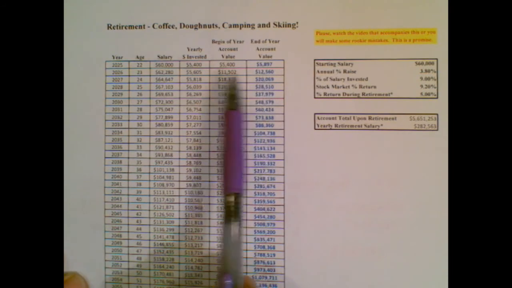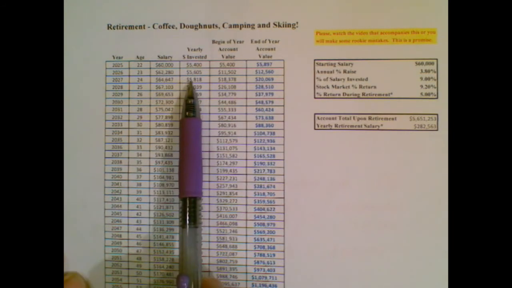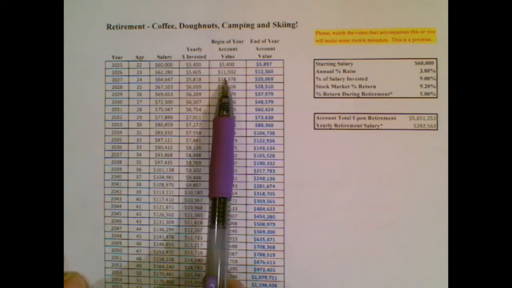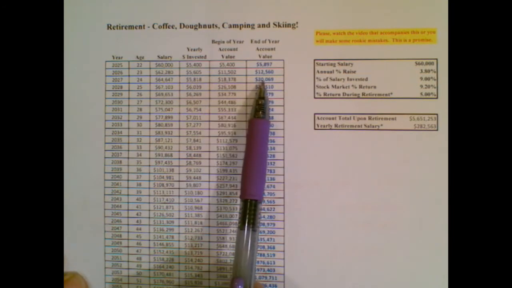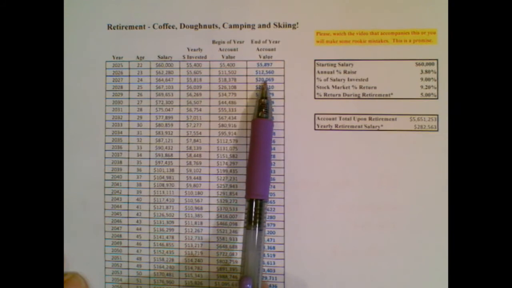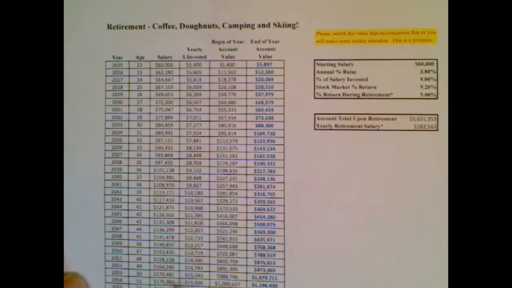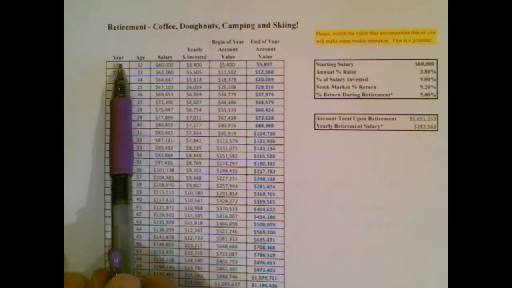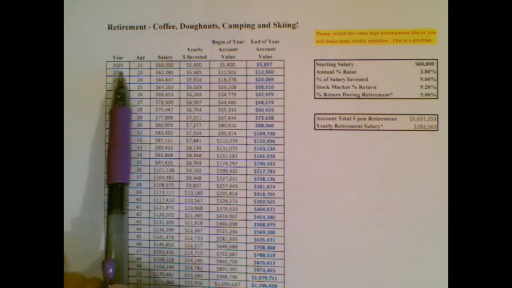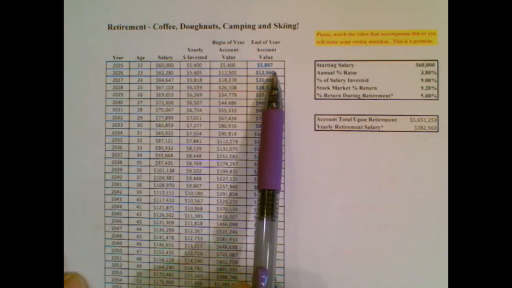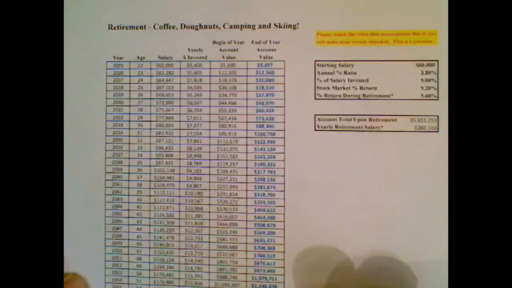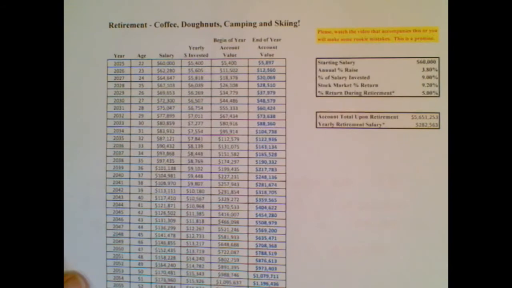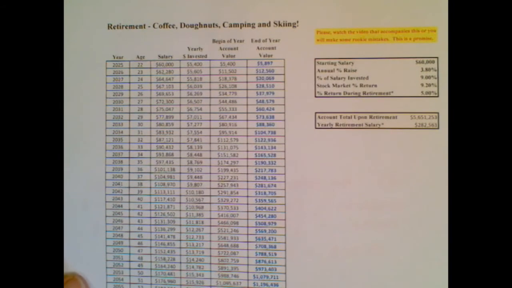December 31st, new year, new salary, new batch of money to go in. New money combined with old money gives me a January 1st account value. It grows during the year, and I get to December 31st with more money. You shouldn't have to program this all the way down. You should probably be able to program one row across, a second row across, and then if you're doing that well, you should be able to take that entire second row and drag the whole thing down. So that's the overview of the mechanics of this project.